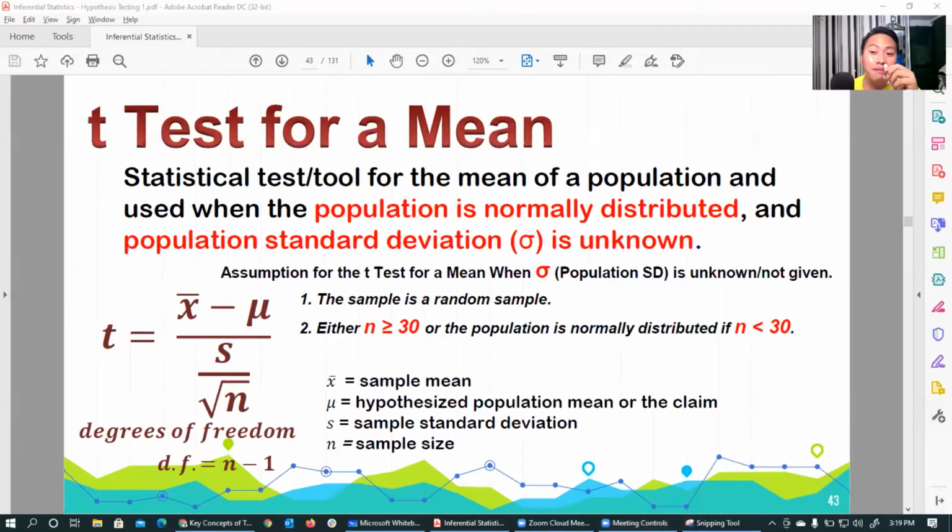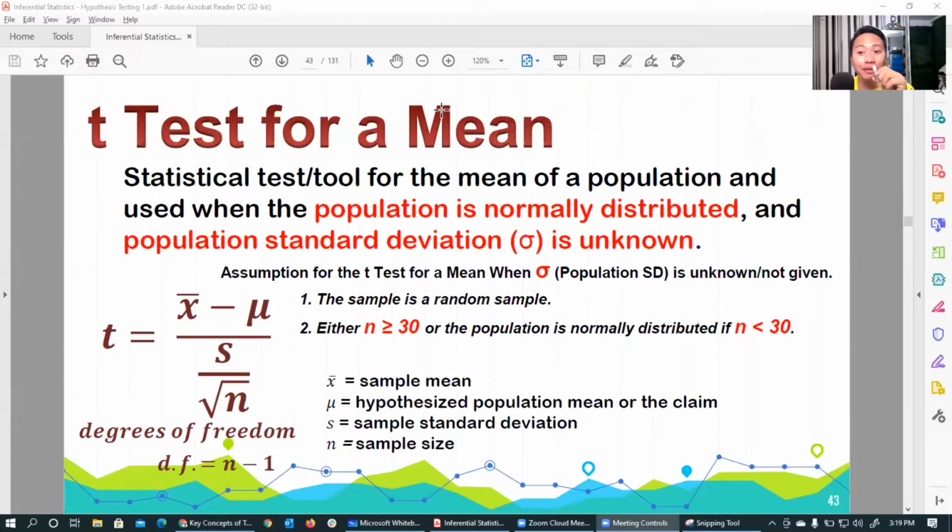You're going to be using z-test, guys, if and only if the population standard deviation is given. You're going to be using t-test if the population standard deviation is not given, meaning it's not known. It is not mentioned in the problem at all. Instead, what is given is the sample standard deviation. So when the sample standard deviation is given, that's when you use t-test.